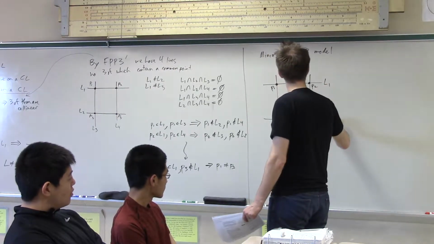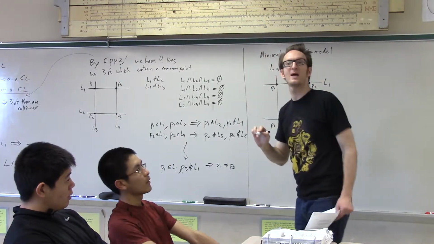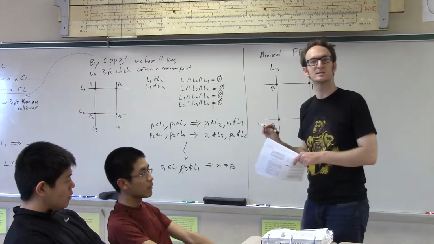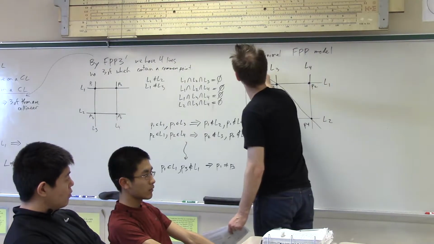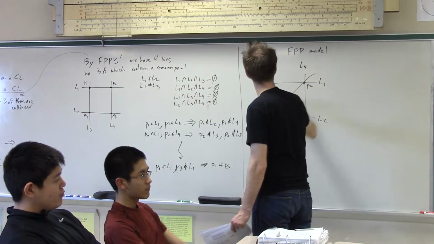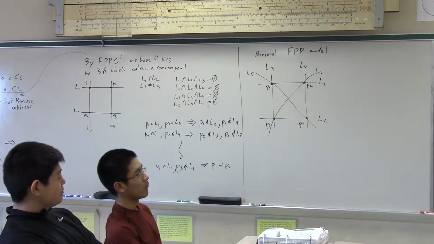This is L1, 2, this is probably like L3, L4, and then we have these other lines that must exist because between every 2 points is a line. That's L5 and that's L6. Okay, so now what do we know?